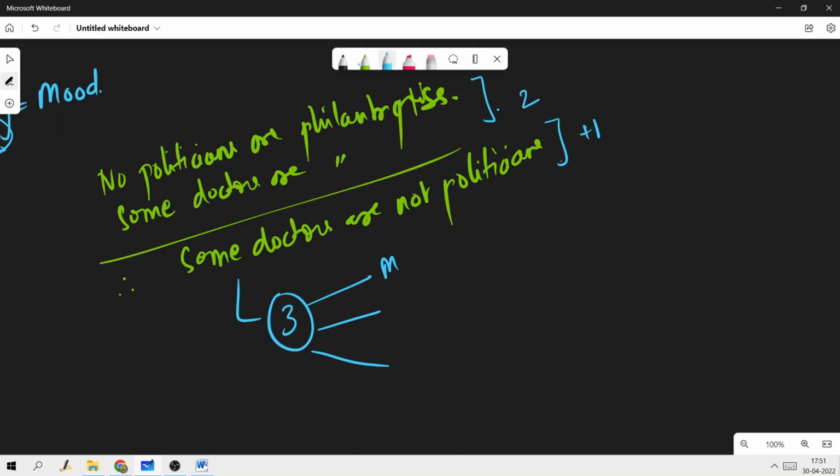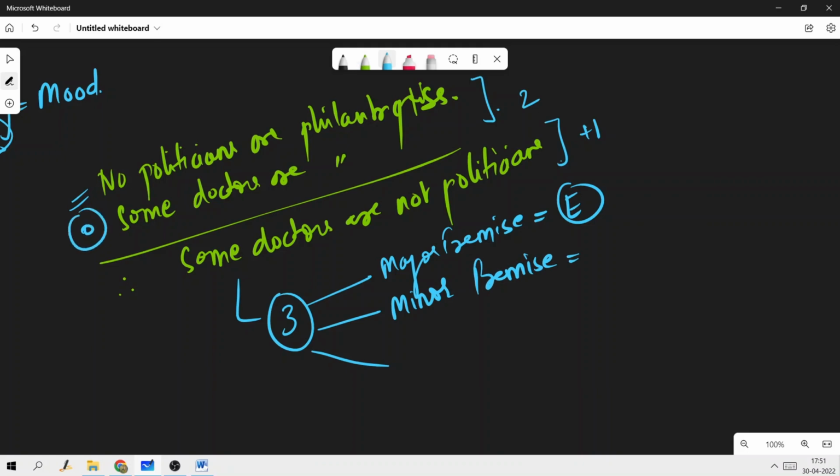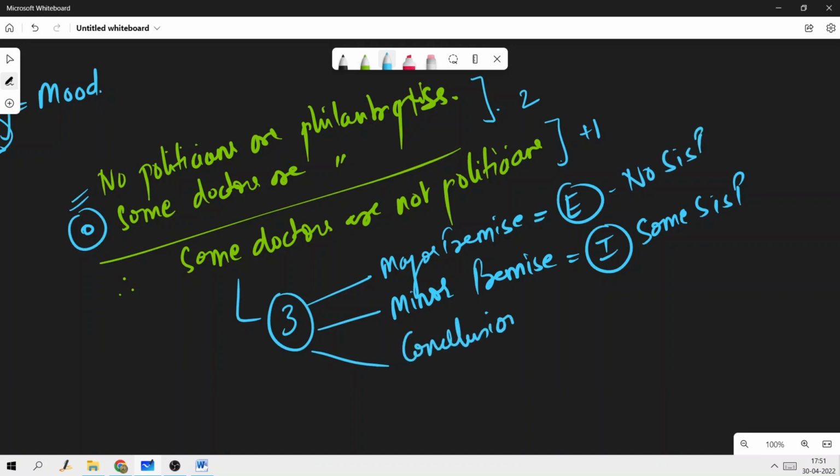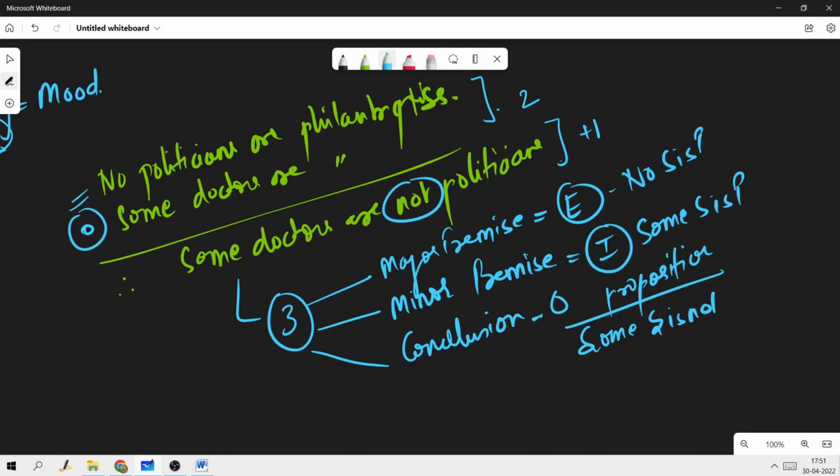So what is the major premise? The major premise is no politicians are philanthropists. So this is an E proposition. Then let's break down the minor premise. The minor premise is: some doctors are philanthropists. Now this is an I proposition, that is, some S is P. E proposition is no S is P. Right? And what is the conclusion? The conclusion is some doctors are not politicians. So this is an O proposition. Why do I say an O proposition? Because the structure of this proposition is some S is not P.